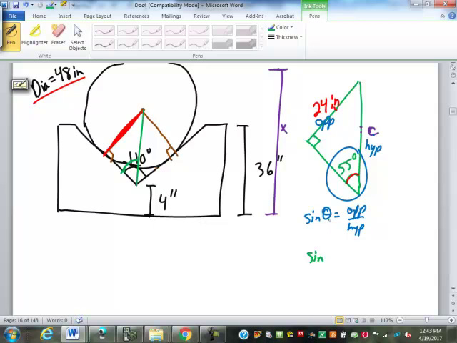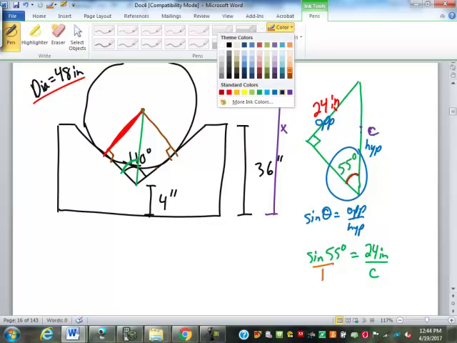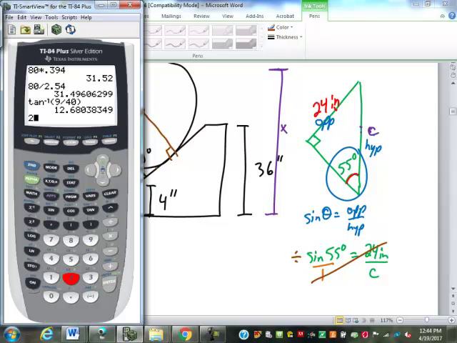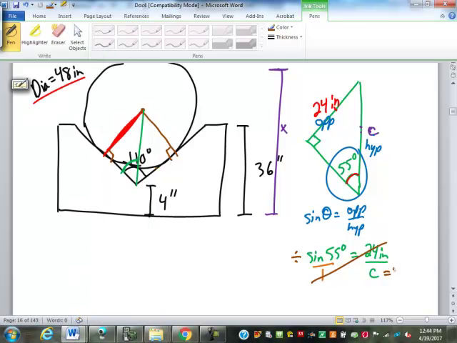Do I know the angle? 55 degrees. Do I know the opposite side? 24 inches. Do I know the hypotenuse? That's C, that's what I am looking for. Put that over 1, and now I'm going to cross multiply. 1 times 24 is 24, divided by the sine of 55. I get 29.30 inches.